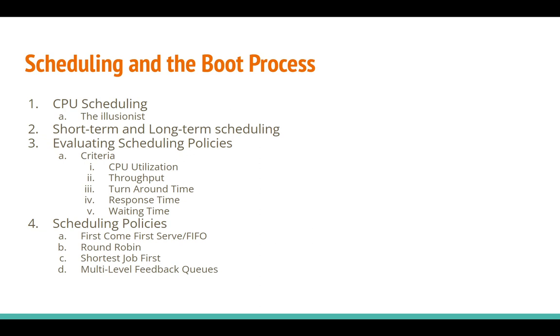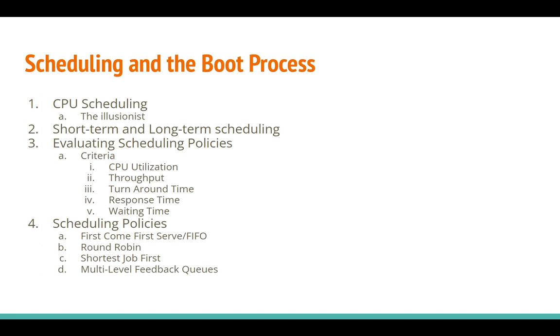And then there's throughput, which is how many processes are terminated within a certain unit of time. There's turnaround time, which is how long it takes for the process to run. There's response time, which is how fast you can get user input to an output for the user. And then there's waiting time, which is how long a process is in the ready queue and not actually being run on the CPU.